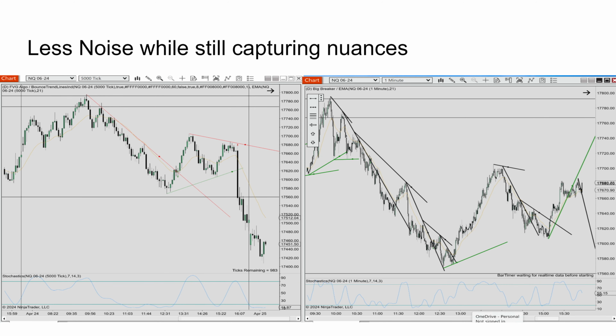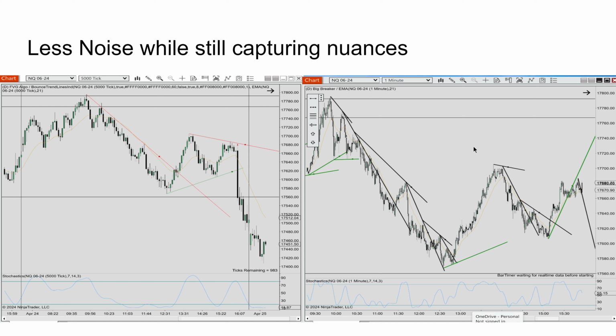So, there's less noise while still capturing nuances. Look, this is a 1 minute time frame. Here we have a retracement, right? But so it is here. But see how cleaner it is here versus here. Same thing when we're going down. It's much cleaner on a 5000 tick chart.